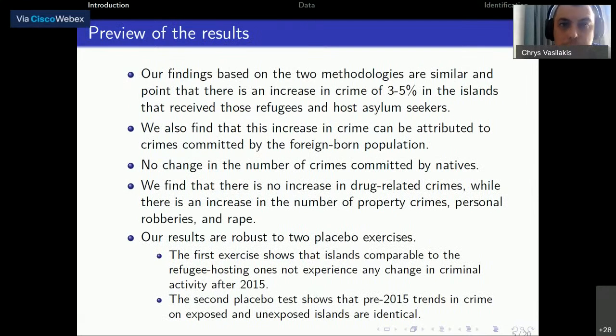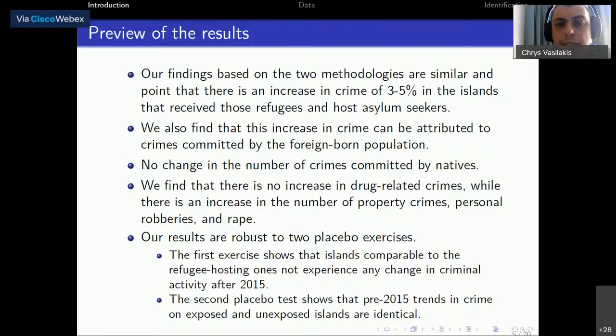So our findings based on the two methodologies are very similar. There is an increase in crime of 3 to 5% on the islands that receive those refugees and host the asylum seekers. We also find that this increase is mostly attributed to crimes committed by the foreign-born population. On the other hand, we don't find any change in the crimes committed by natives.